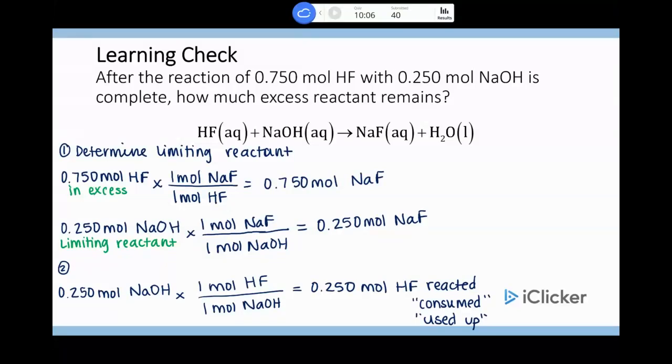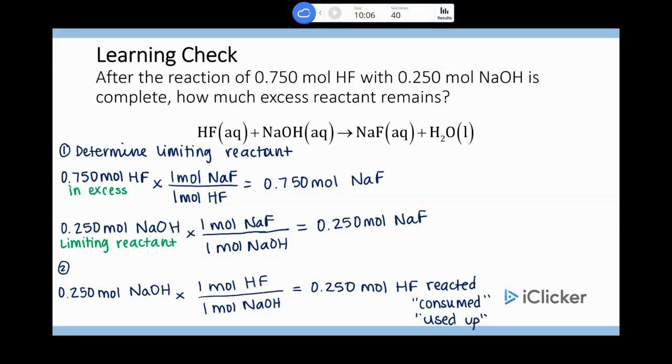Yes. Why are you solving the hydrogen here? Yes. Because the question is how much of the excess reactant remains. So we determined in the first part that sodium hydroxide is our limiting reactant. So we need to find, since hydrofluoric acid is in excess, how much of the 0.750 moles reacts with 0.250 moles of sodium hydroxide. So we know 0.250 moles of hydrofluoric acid is reacted.